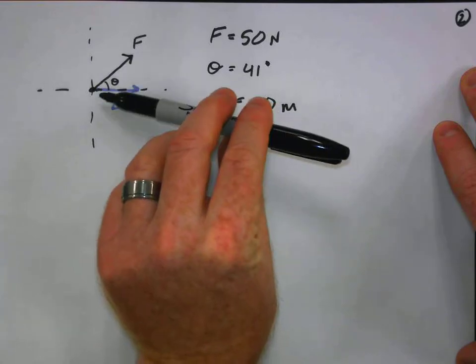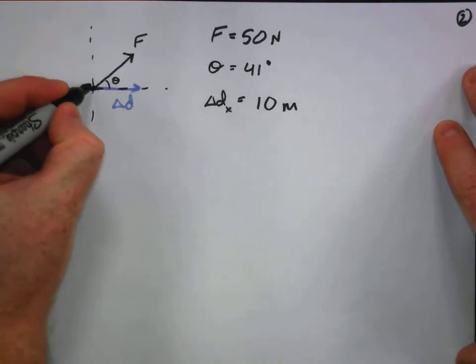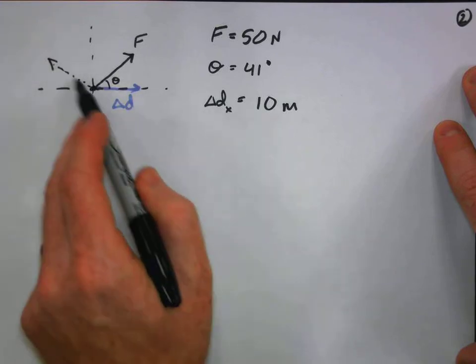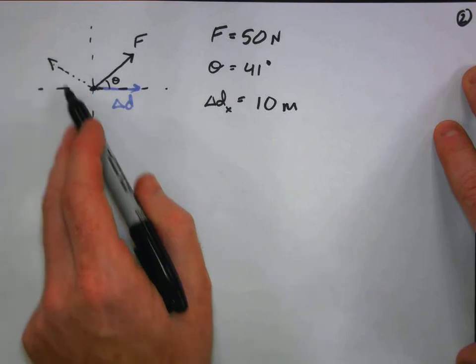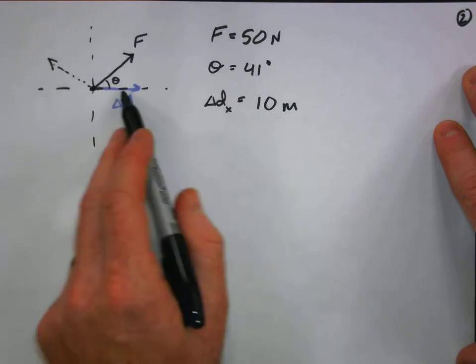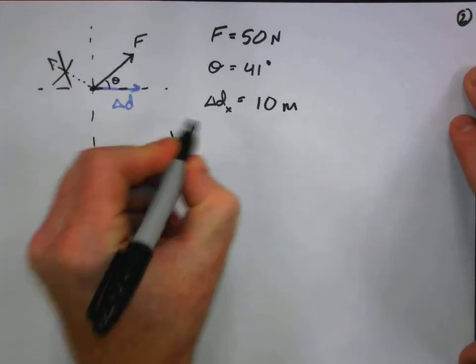This force could be up this way. It might have been acting like that. In which case, this force would still have a component in the x direction, just in the negative x direction, right? And it would still work out, but we're not dealing with that right now.